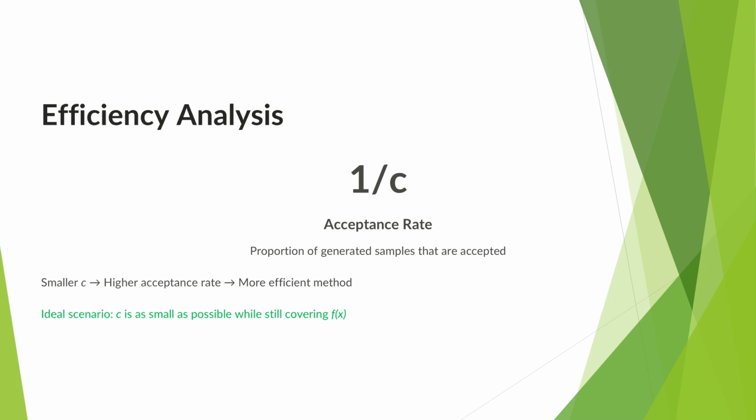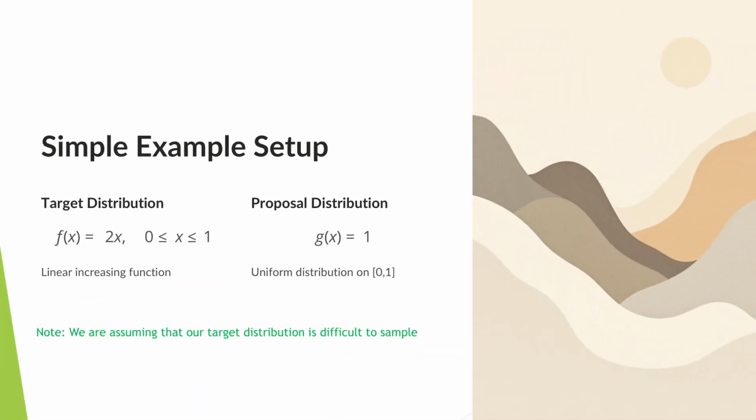Let us apply this method on a simple example to understand this procedure. In this example, the target distribution is a linear increasing function. The target distribution is the one from which we want to draw random samples. Although it is a simple form, we are assuming that it is in a complicated form just for understanding purposes. The proposal distribution is uniform between 0 and 1. The maximum value of the target function is 2, so we set c equal to 2. This ensures that the envelope function fully covers the target distribution.